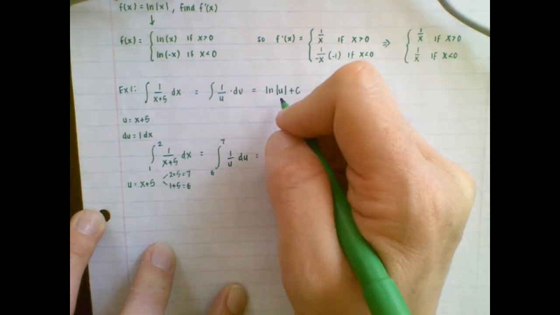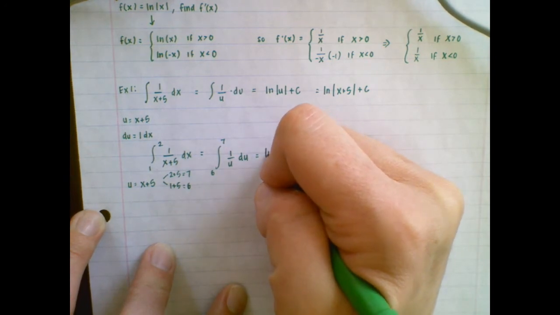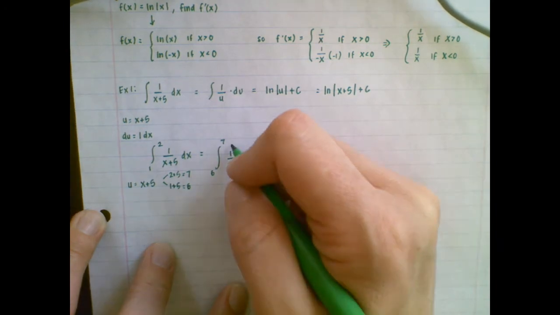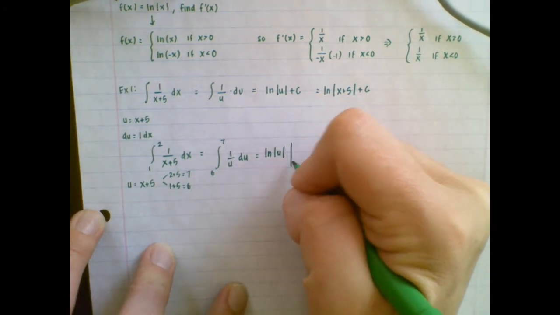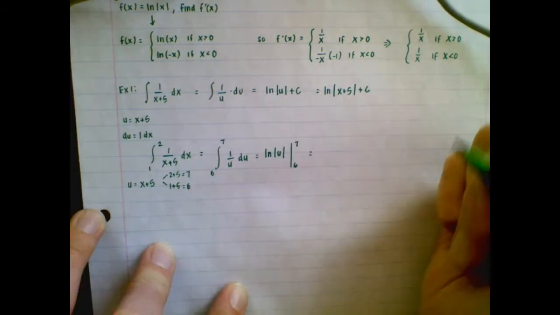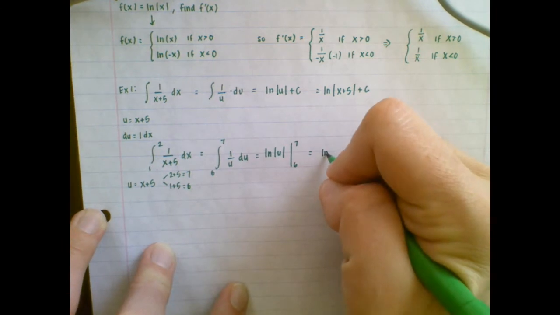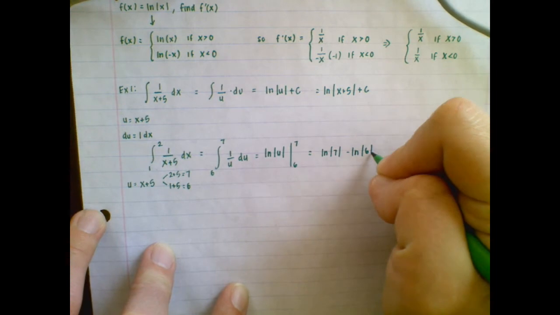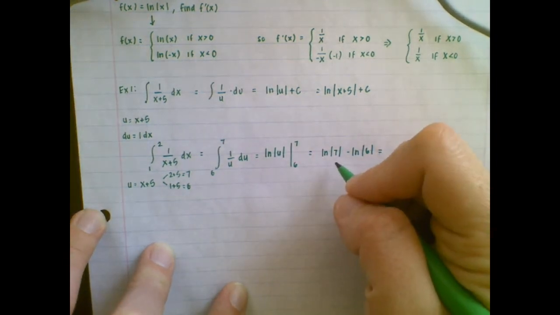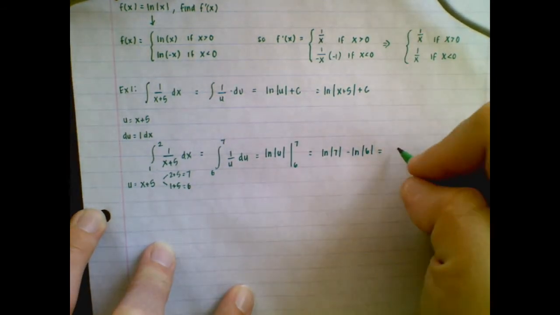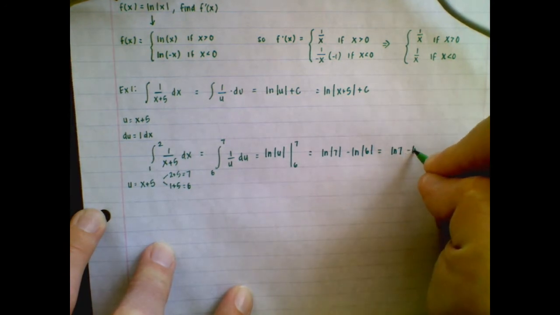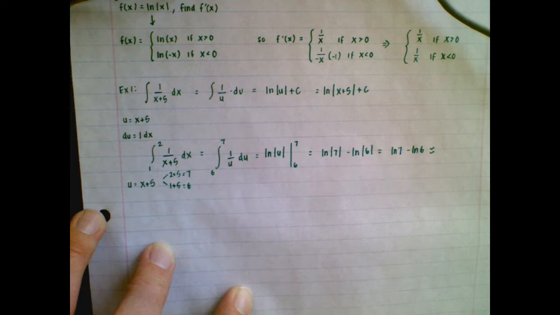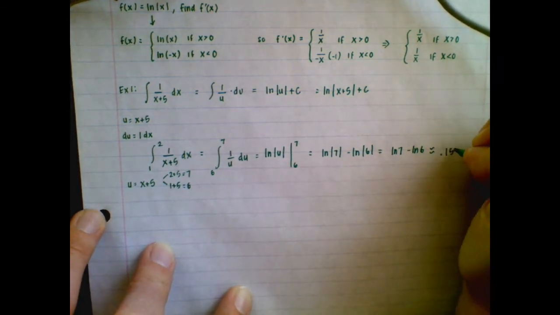So when I go to evaluate, that's going to still give me the ln of the absolute value of u. I don't need the c here anymore because I've got values here, but I want to evaluate from 6 to 7. So using the FTC, that's going to give me the ln of the absolute value of 7 minus the ln of the absolute value of 6. And I can simplify this. Absolute value of 7 is just 7. Absolute value of 6 is just 6. So ln of 7 minus ln of 6. If you want to use your calculator, that would be approximately 0.154.